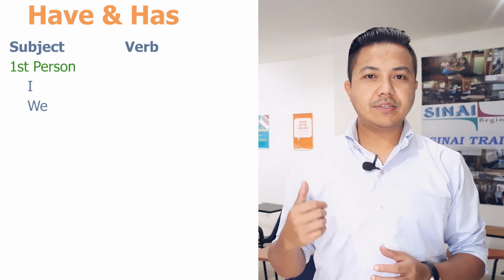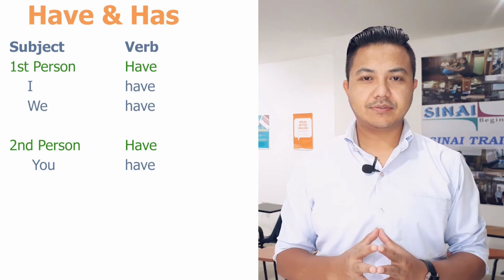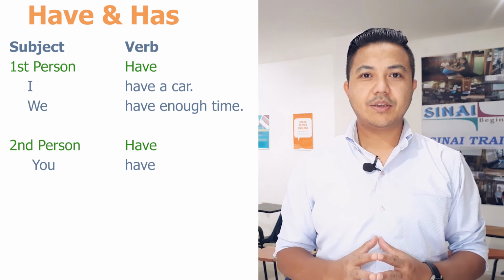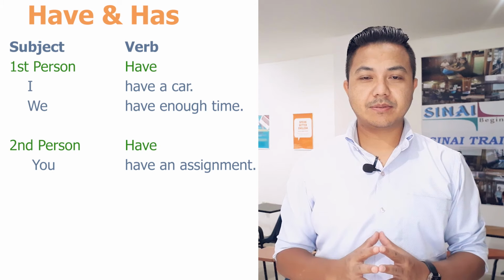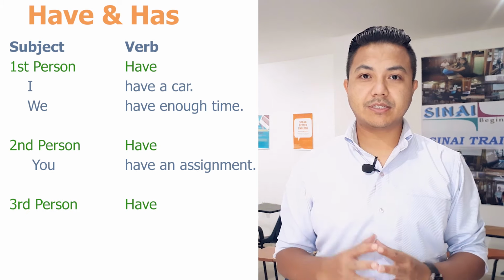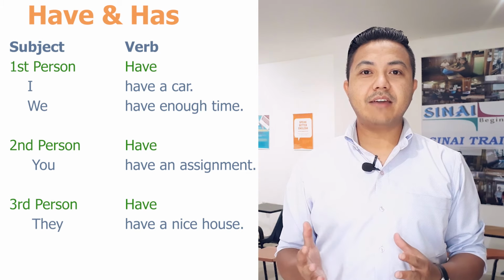With first person and second person, we should always use have. For example, I have a car. We have enough time. You have an assignment. We must also use have with the third person plural subject, which is they. They have a nice house.